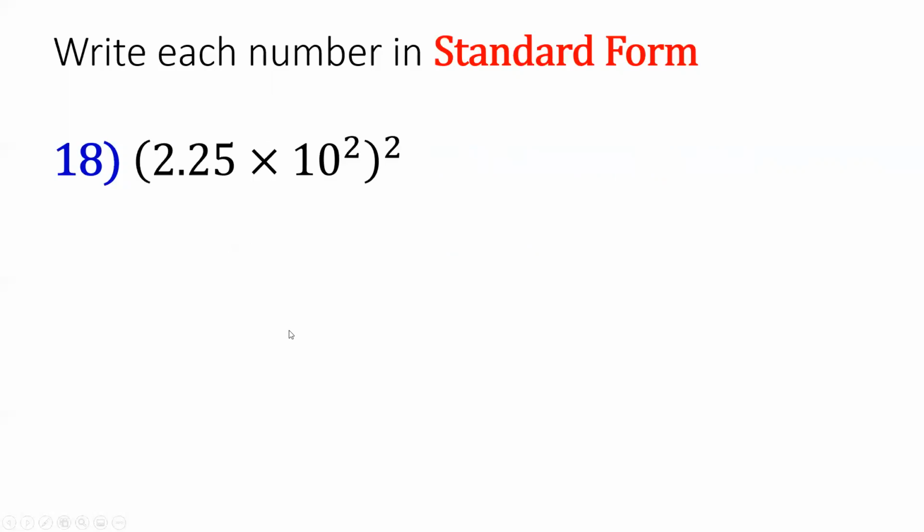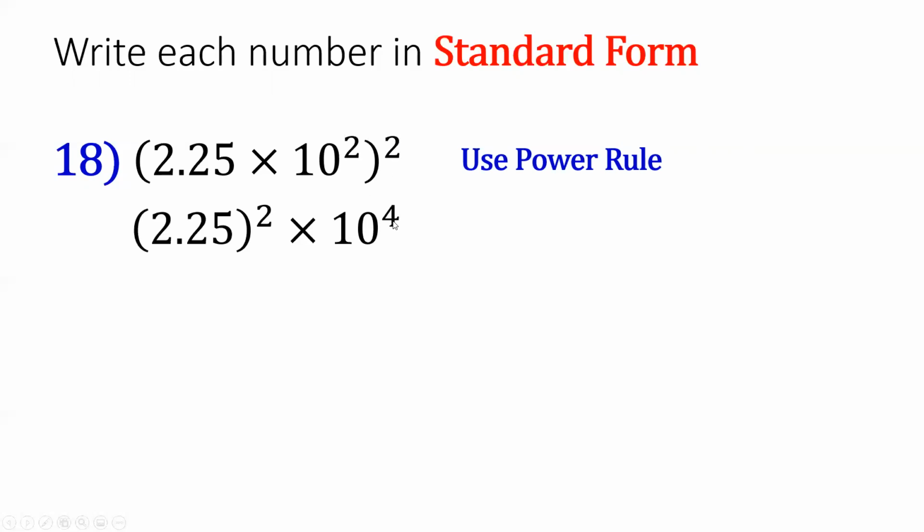And then the final one, this was a tricky one. Number 18, it's 2.25 times 10 to the 2nd, all raised to the 2nd power. So the first step I would do is use the power rule. The power rule says to distribute your exponent to what's inside the parentheses. So we're going to have 2.25 raised to the 2nd power. And then for 10 to the 2nd, remember when you have 2 exponents, we multiply them. So we're going to do 2 times 2, and that's going to give us to the 4th power. So we now have 2.25 squared times 10 to the 4th. And 2.25 squared just means 2.25 times 2.25. That'll be 5.0625. And then the times 10 to the 4th I just brought down.